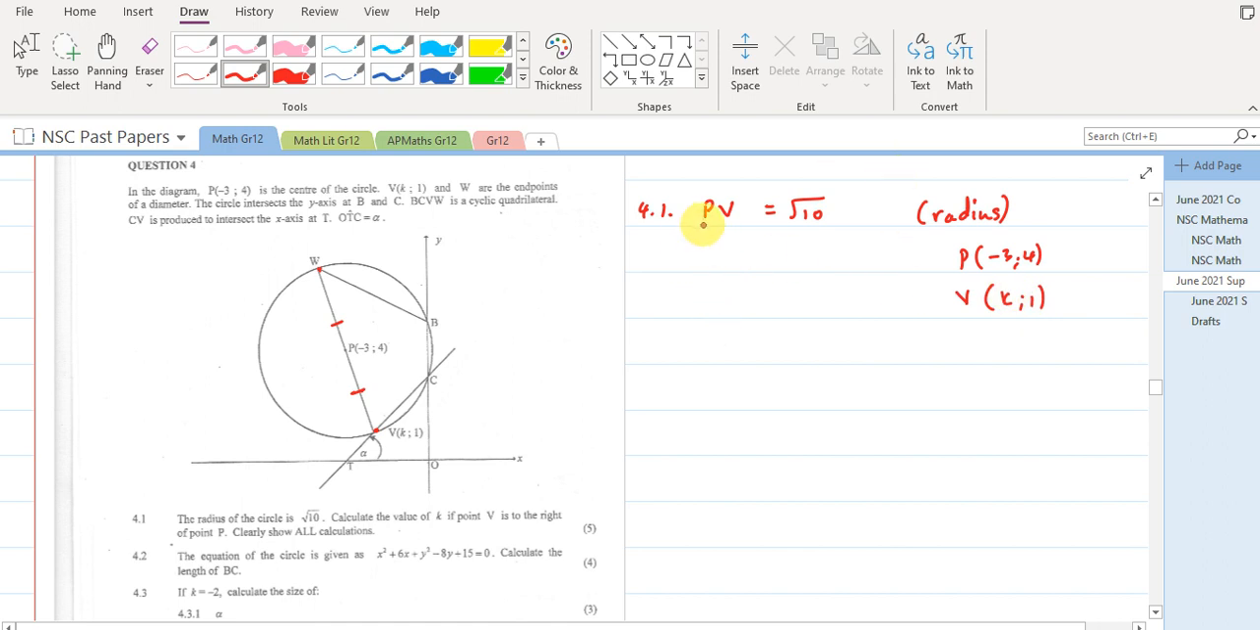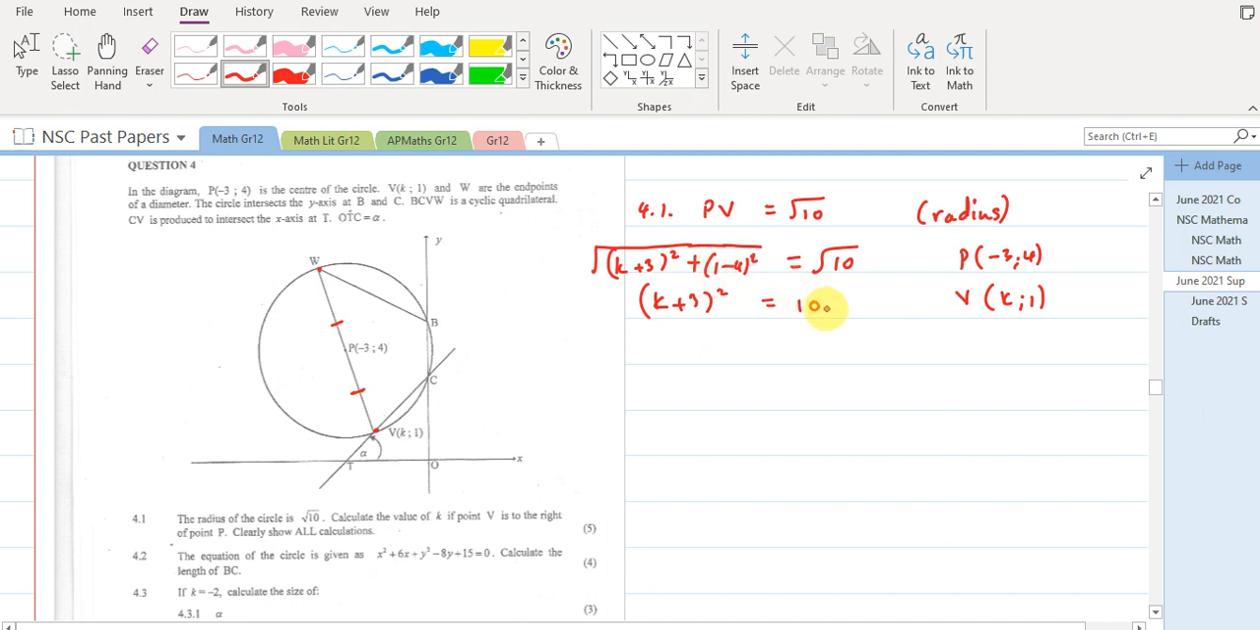Let's solve. So PV is the square root of k plus 3 all squared, since k minus minus 3 is k plus 3, plus 1 minus 4 all squared. That is x2 minus x1 all squared plus y2 minus y1 all squared, equal to square root of 10. We can square both sides, so the square root falls off. So we got k plus 3 all squared plus 9 is equal to 10.